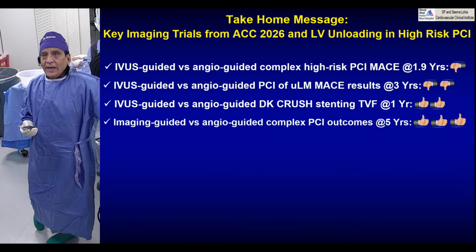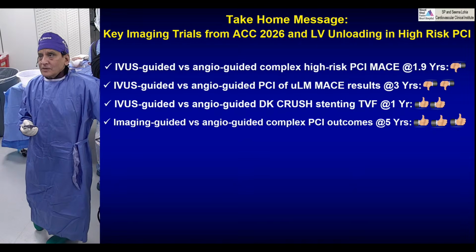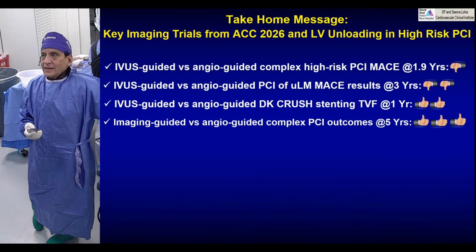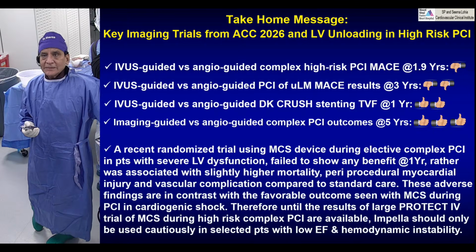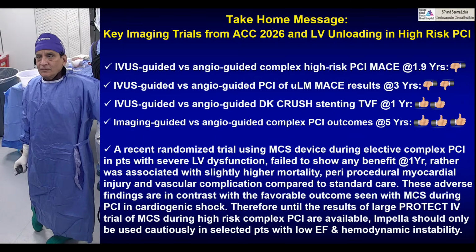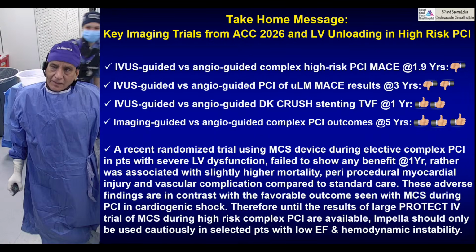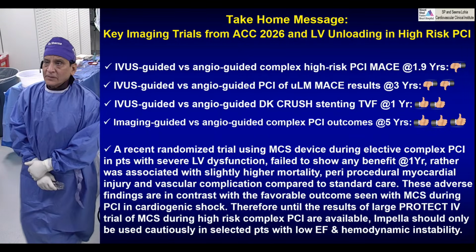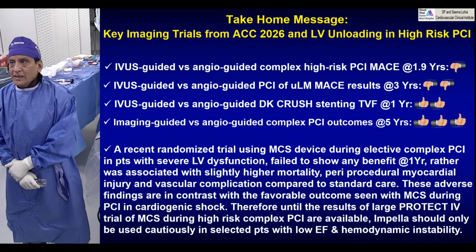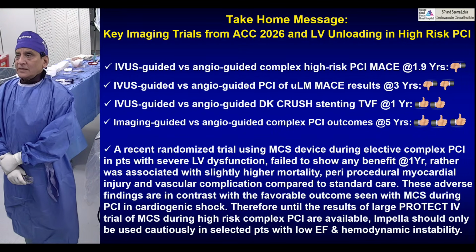Second, IVUS guided versus angio guided DK crush stenting, target vessel failure at about 18 months or so, 2 thumbs up. And then lastly, imaging guided versus angio guided complex PCI, outcome at 5 years, RENOVATE-COMPLEX, 3 thumbs up. And then lastly, a recent randomized trial of an MCS device during elective PCI failed to show any benefit at 1 year, about 20 months or so, with slightly higher mortality, periprocedural myocardial injury, and vascular complications compared to standard of care.